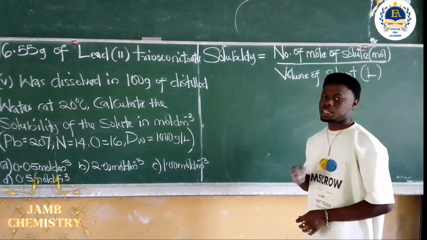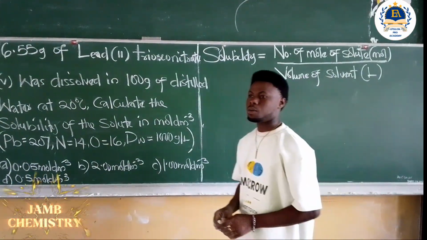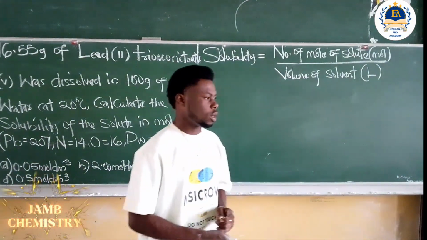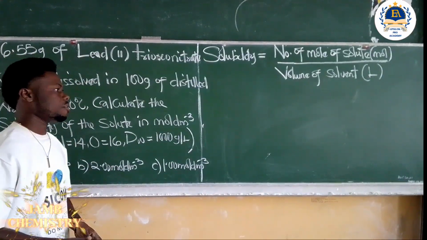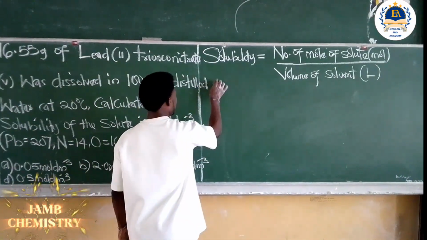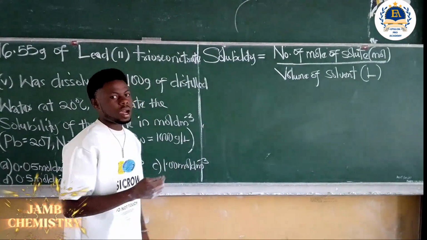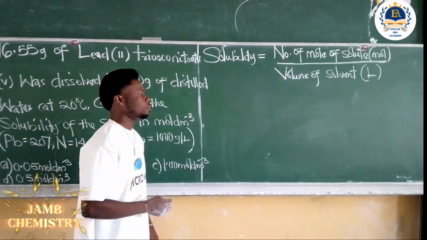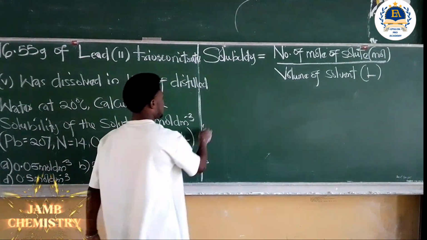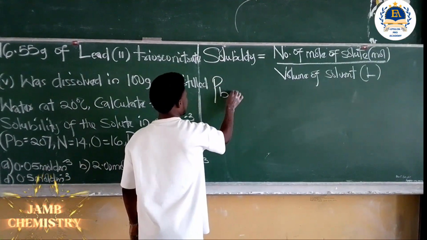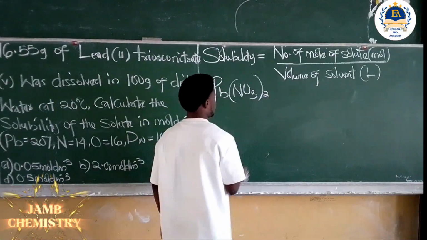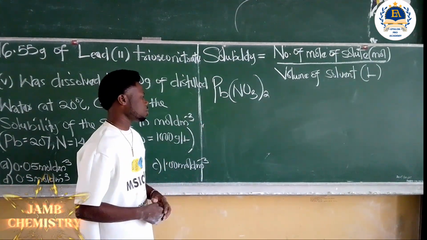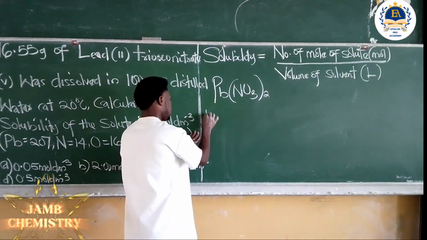Right here on the board, the first thing that we have to determine is the number of moles of solute from the question given. So the solute in the question is lead(II) trioxonitrate(V). And to determine the number of moles of solute, we have to write down the correct chemical formula for lead(II) trioxonitrate(V), which is Pb(NO3)2.